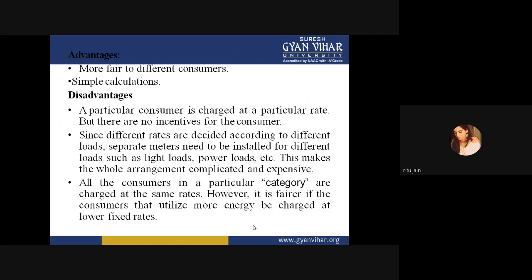Since different rates are decided according to different loads, separate meters need to be installed for different loads such as light loads, power loads, etc. So this makes the whole arrangement complicated and expensive. All the consumers in a particular category are charged at the same rates. However, it is fairer if the consumers that utilize more energy are charged at a lower fixed rate.